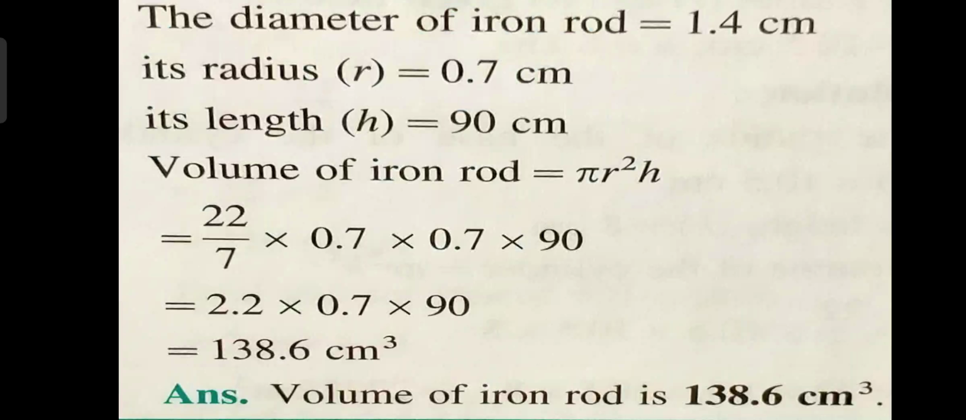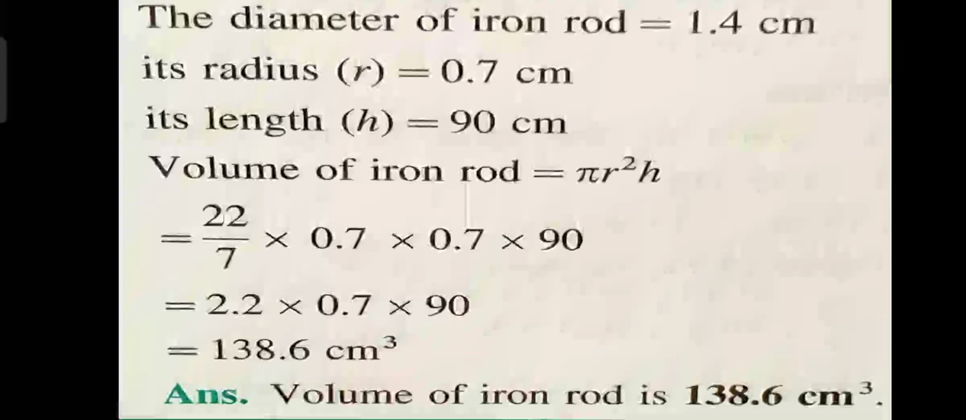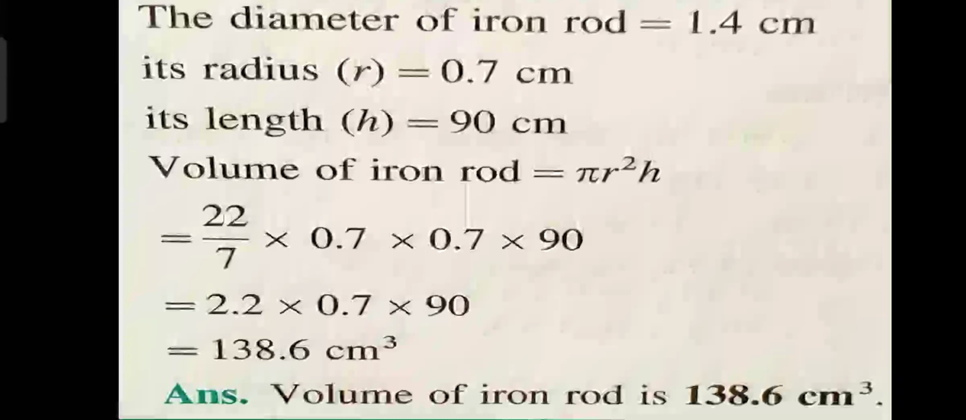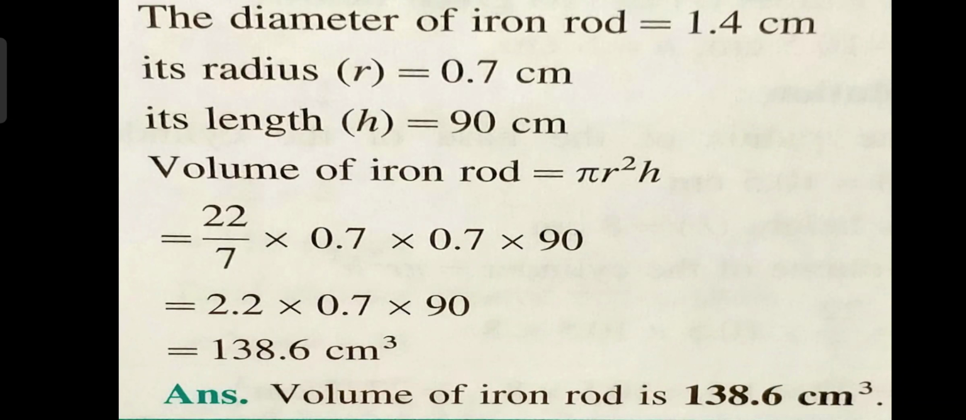The diameter of the iron rod that is given to us is 1.4 centimeter. So its radius will be half, that is 0.7 centimeter, and the length is given, that is h, 90 centimeter. So the volume of the iron rod is pi r square h. We take pi as 22 upon 7 into 0.7 into 0.7 into 90.